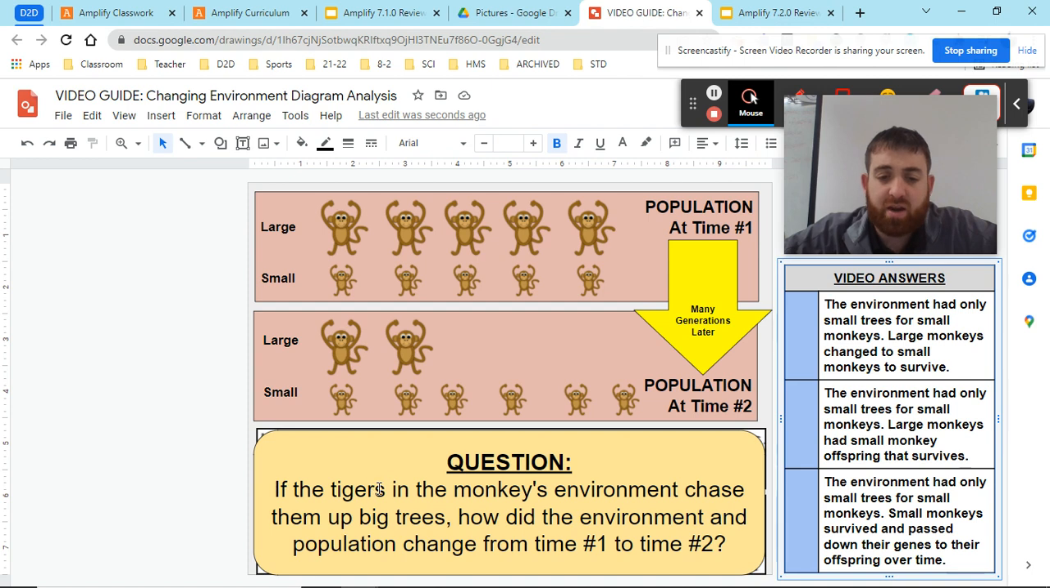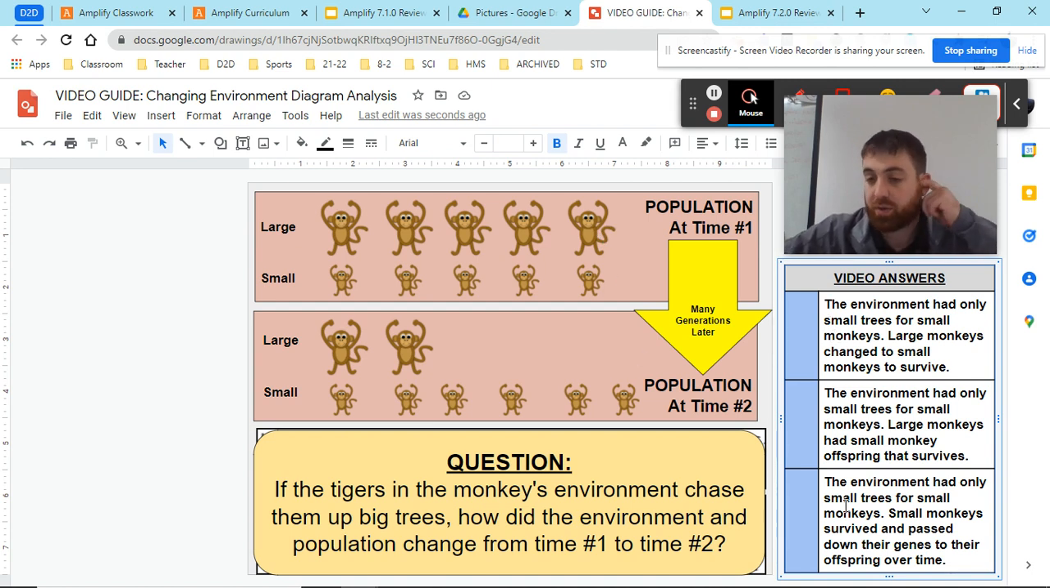The question is, if the tiger in the monkey's environment chased them up big trees, how did the environment and population change from time one to time two? So if we're looking at our diagram, we have two sets of variations within our population of monkey. We have large monkeys and small monkeys in the population at time one. And then over many generations, looking at the population at time two, we see that the number of large monkeys and small monkeys have changed. And we've got to figure out, if the tigers in the monkeys' environment chased them up big trees, how did the environment and population change from time one to time two?